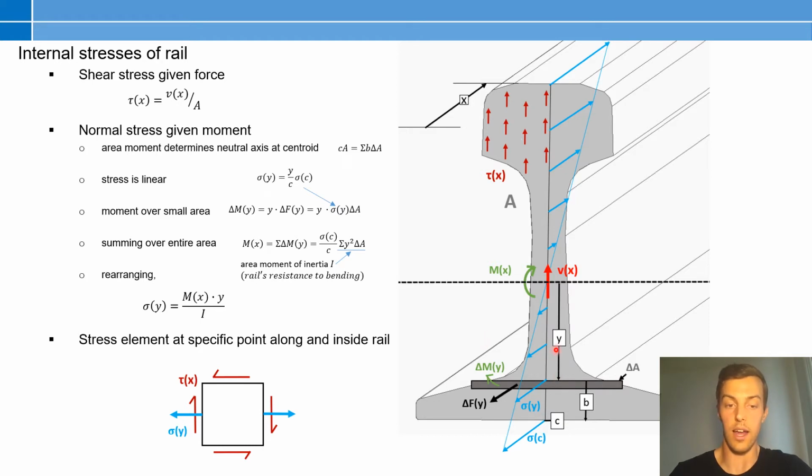And what we can do from that is draw a stress element at any position, and we can see that the normal stress will stretch the element horizontally, and the shear stress will deform the element into a diamond or parallelogram shape.